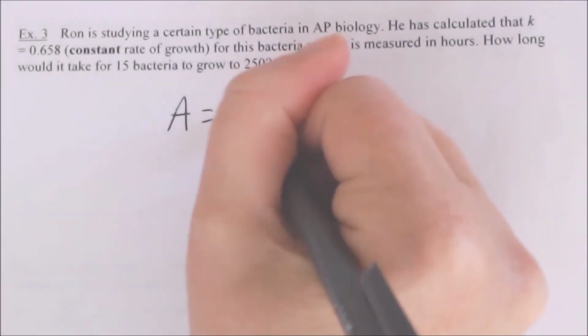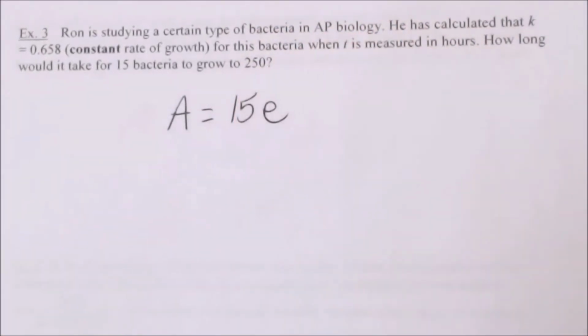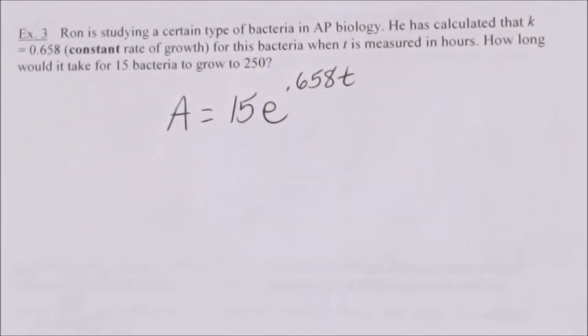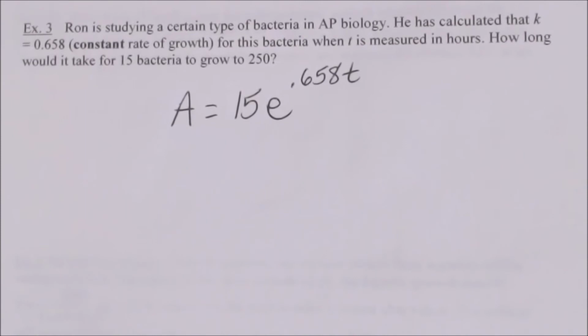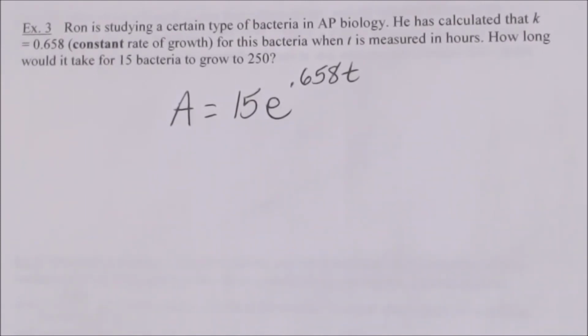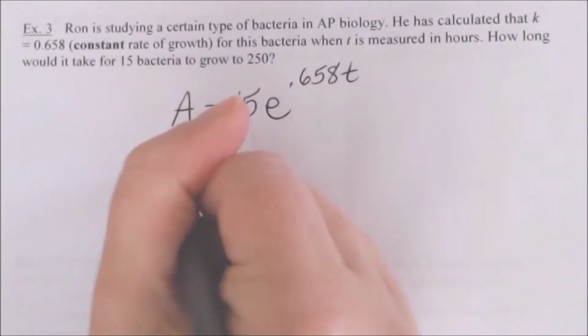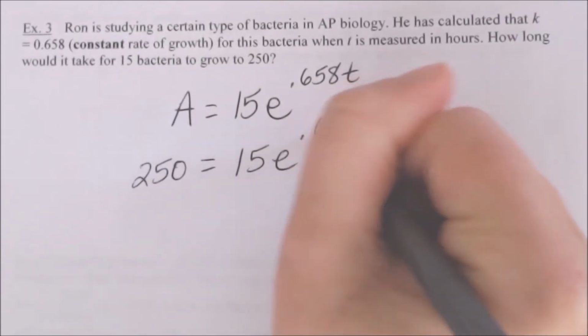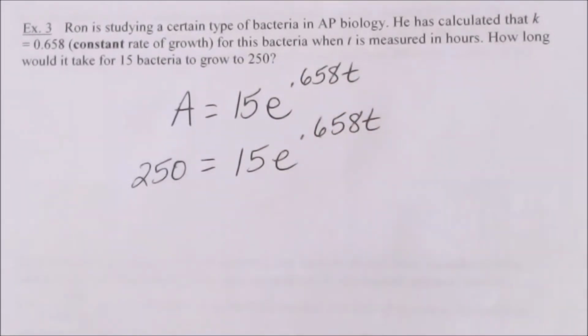So A naught is going to be 15, e to the 0.658 t. And that's the model that we're going to work with. Now the question said, how long? So we're looking for time. Will it take to grow to 250? So I'm going to put 250 in for the A value. And we're going to solve for t. So this is a good question.